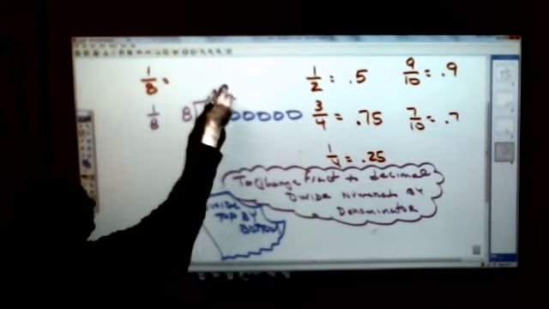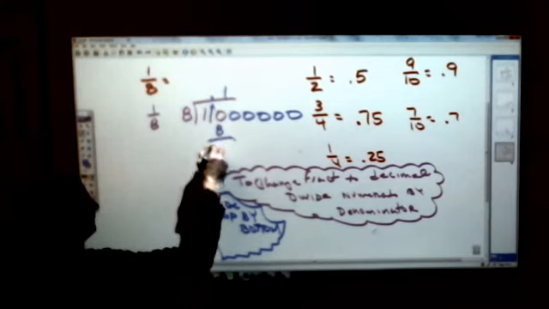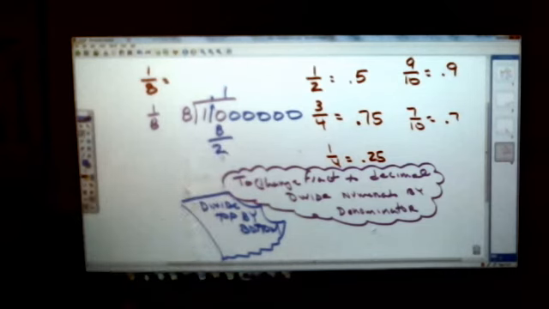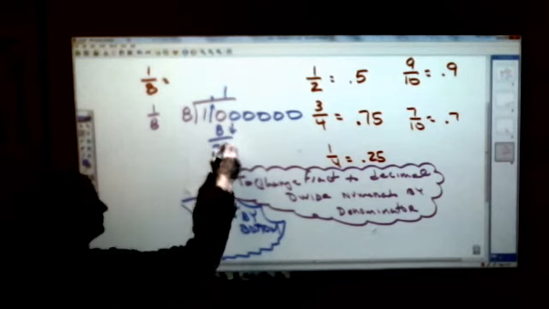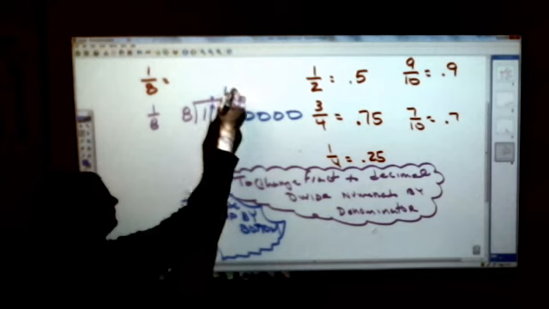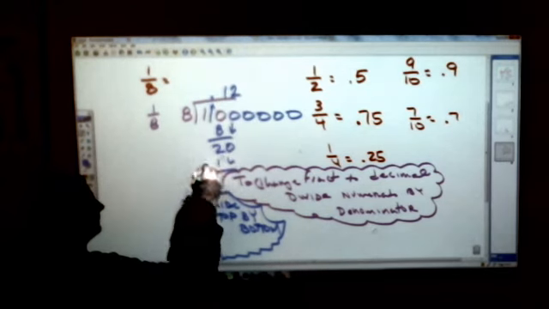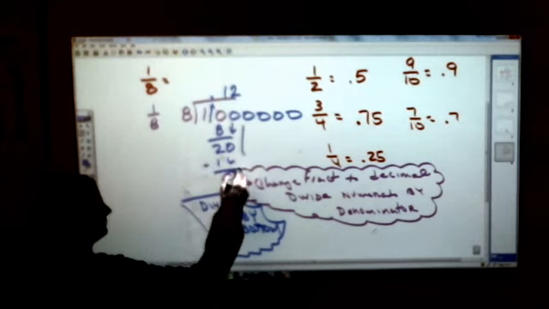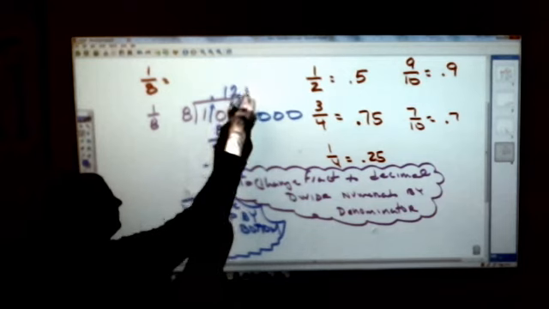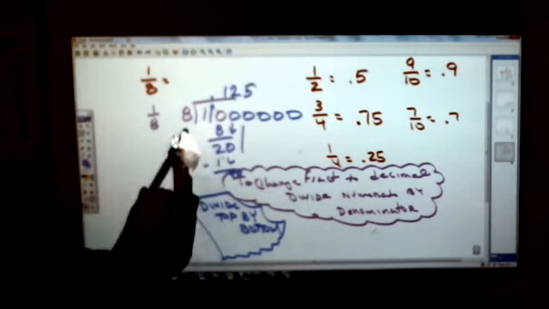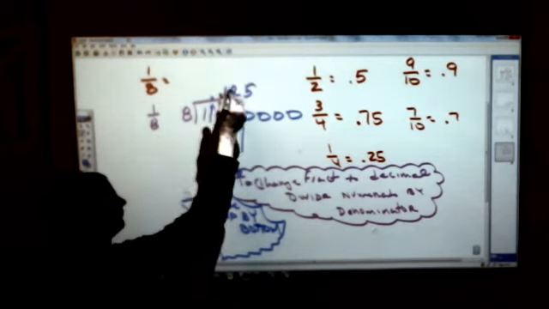8 goes into 10 once, and this is where the poor boy got stuck. What do I do with my remainder? Well, you keep adding zeros until it works out. 8 goes into 20 twice, that's 16. Subtract, and this one works out once you get to 0.125. 1/8 of a dollar would be 12.5 cents.